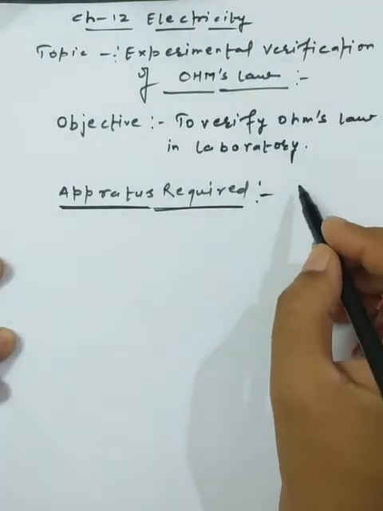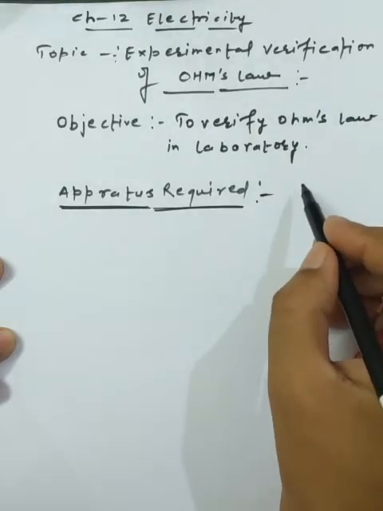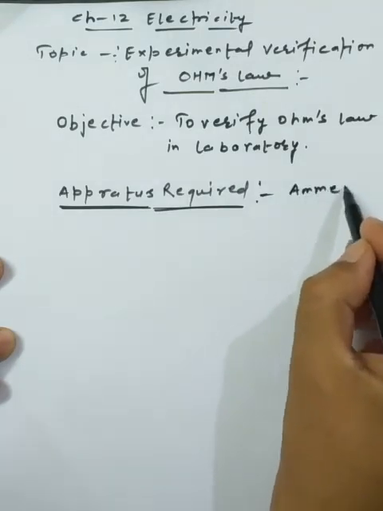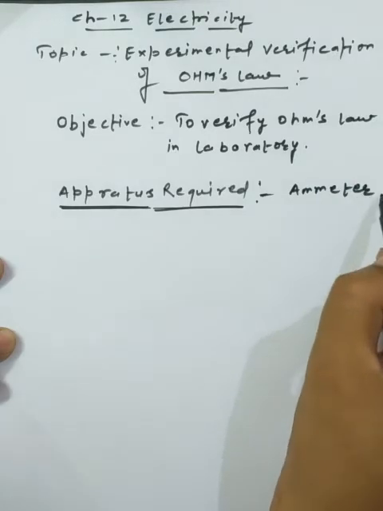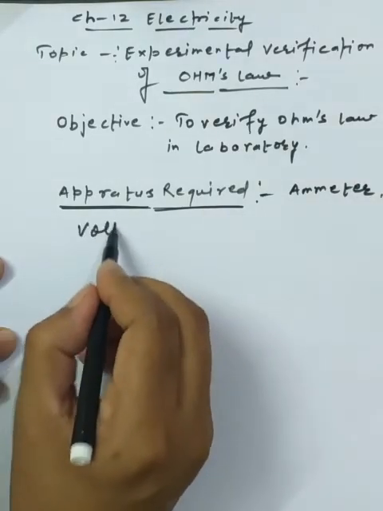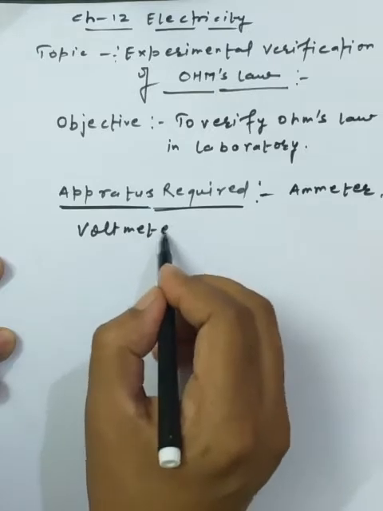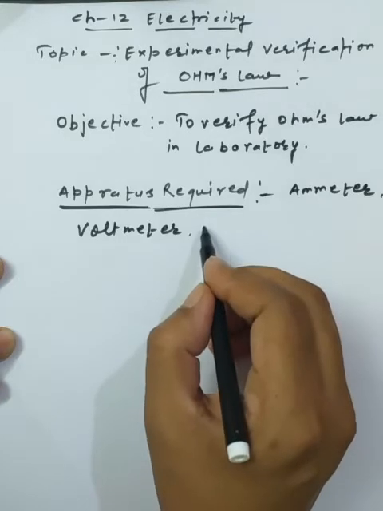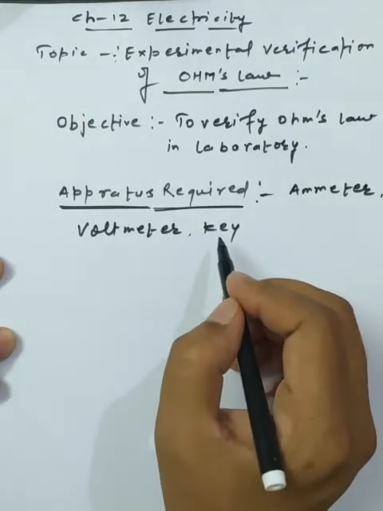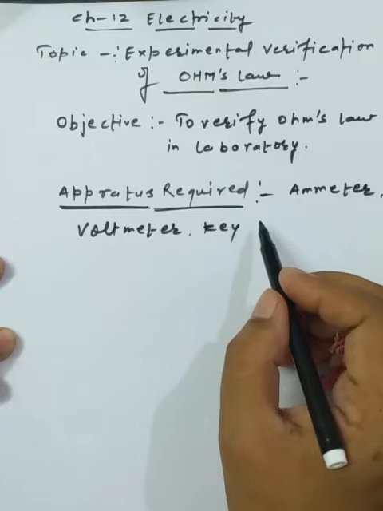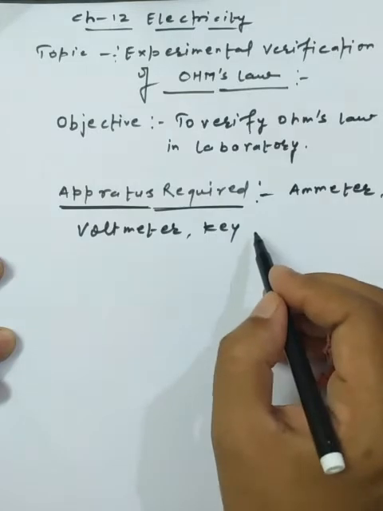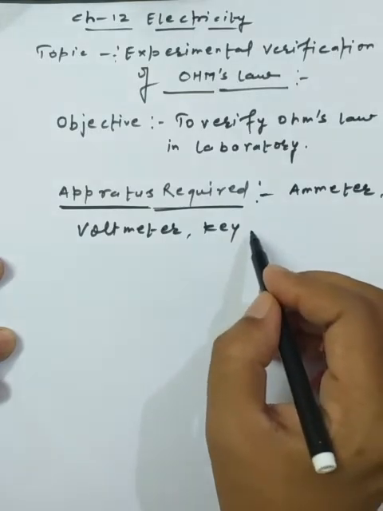Now second, the apparatus required. What apparatus is required to complete this activity? First we need an ammeter to measure the current, a voltmeter to measure the potential difference across the ends of a conductor. Now the key is an important part to switch off the electric circuit at any instant, as we don't want to keep it running, so instantly we should remove the key.